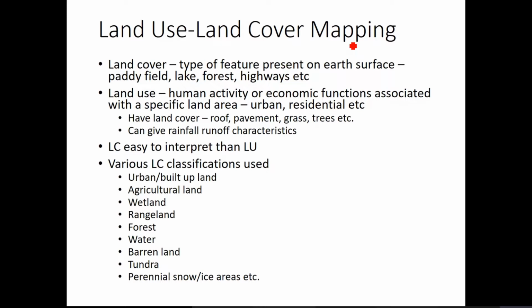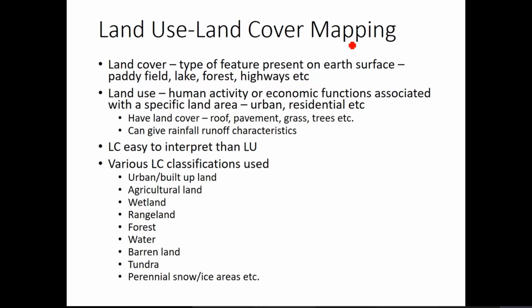Then you have land use. What is that particular piece of land used for? That is human activity or economic functions associated with a specific land area. Maybe it's an urban area. Maybe it's a residential area. So that is how you map land use. What is that particular land used for? Right. So all these land uses have land cover as well. It might be a roof. It may be a pavement. It may be grass. It may be trees, etc.